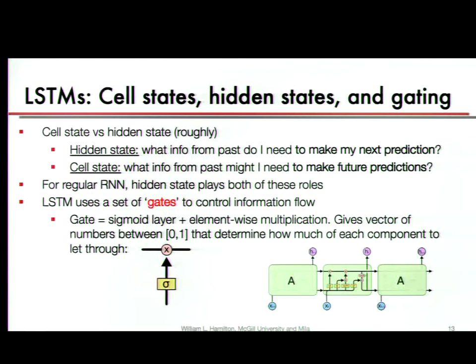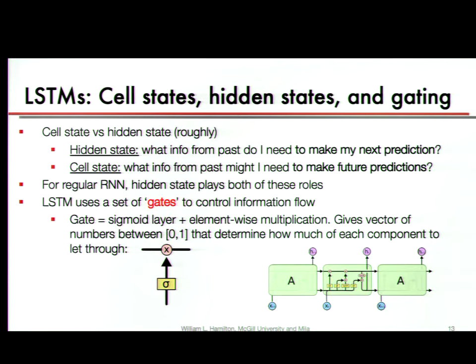Intuitively, we can think of the hidden state in an LSTM, as well as in an RNN, as containing the information that we need to make the next prediction. The cell state is something a little bit different. The cell state is more like a little memory store that's saying, what information should I keep around because it could be useful in the future? That's why it's called a long short-term memory. It's keeping short-term memory for a long time. So this cell state is the short-term memory part of this.